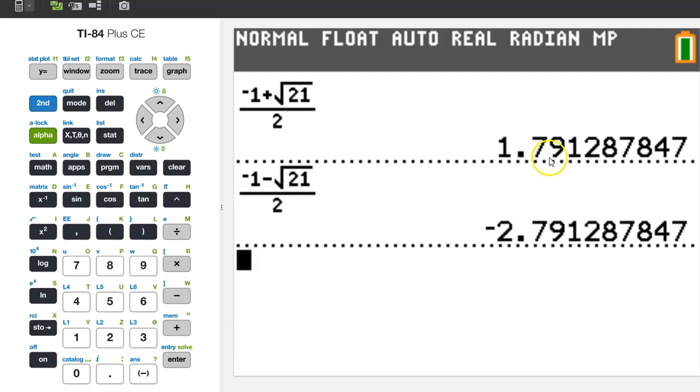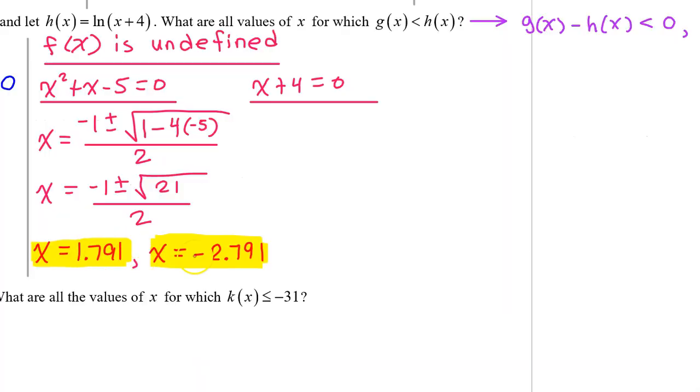Let's go ahead and use the graphing calculator to get decimal approximations for these two solutions. I'm getting 1.791 and negative 2.791. So that's two more values for the sign chart later. F of x will also be undefined when x plus 4 is equal to 0. In other words, when x is equal to negative 4.